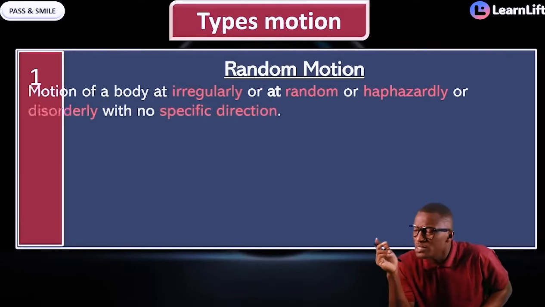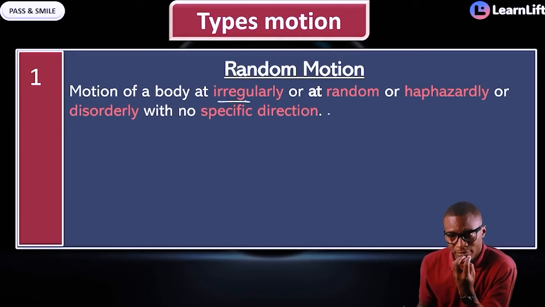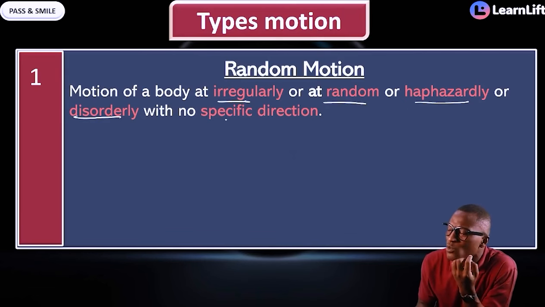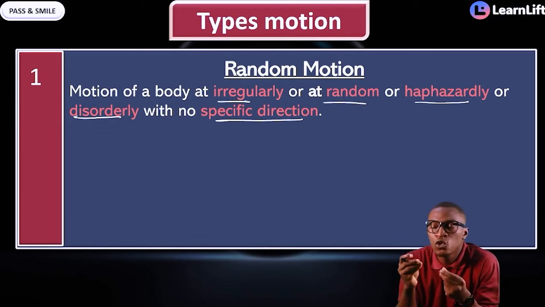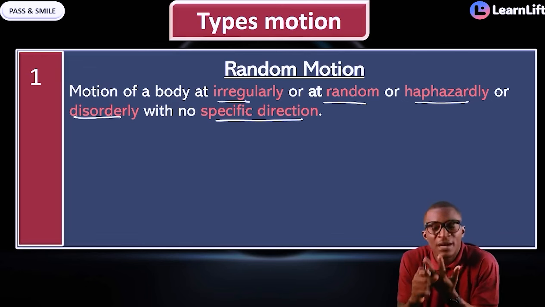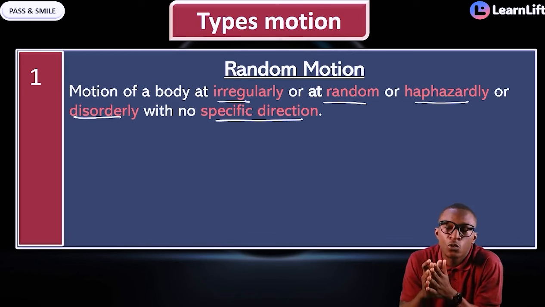What's random motion? This is simply the motion of a body in an irregular, random, haphazard or disorderly manner, with no specific direction. That's the summary. The motion of a body in an irregular manner, a random manner, a haphazard manner, or a disorderly manner is said to be called random motion.